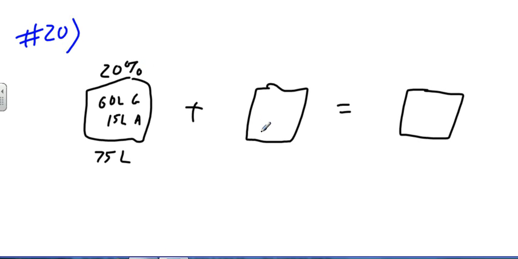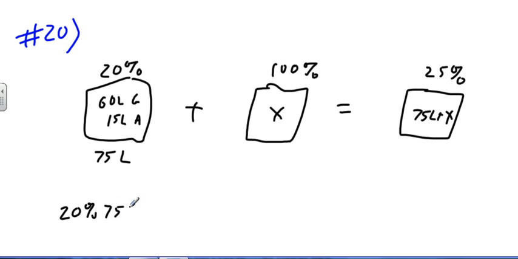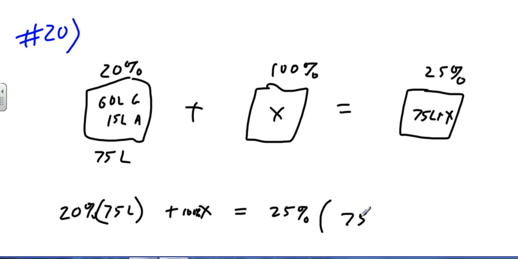I'm adding to it pure alcohol, so 100% pure alcohol. I don't know how much I'm adding, though. It's X. And when I get done, I get 25% of 75 liters plus X. So I'm going to say 20% of the 75 liters, plus X of the 100% guy, is equal to 25% of the 75 plus X guy.